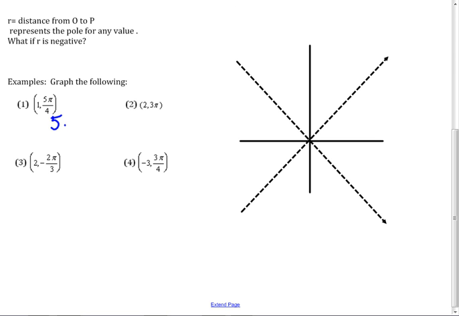It's 5 times, no, forget the unit circle. It's 5 times pi over 4, but that's 45 degrees, right? Yeah. So I'm just going to count over 5 of them. 1, 2, 3, 4, 5. So it's this angle, and I'm going to go a distance of 1 unit. So we'll call that 1 unit.